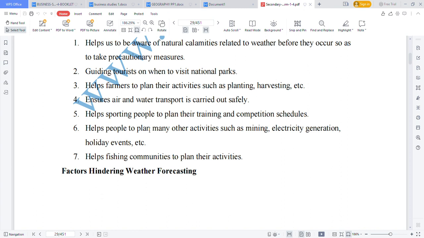Next one, helps people to plan many other activities such as mining, electricity generation, holiday events. Then the last one, helps fishing communities to plan their activities. So those are the advantages of weather forecasting.